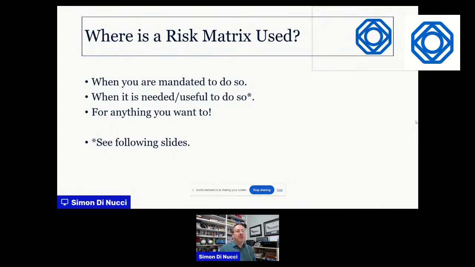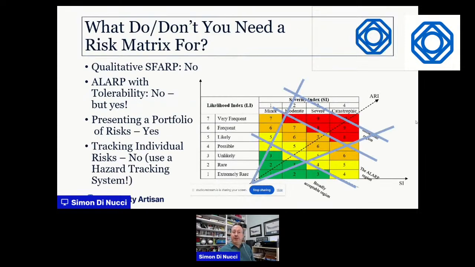So where do we use a risk matrix? Well, there's several different answers there. Sometimes we are mandated to use a risk matrix. Sometimes our customer or a regulator will say, this is the matrix you will use. Off you go. Sometimes it's useful to use a risk matrix. Sometimes we need to do it for certain things, and we'll talk about that later. And then finally, of course, if you find it helpful to visualize risk, and I think a lot of people do, then do it. Okay, as long as you understand what your matrix is telling you and how it was set up, that's great. And we'll come on to some examples, in fact, right now.